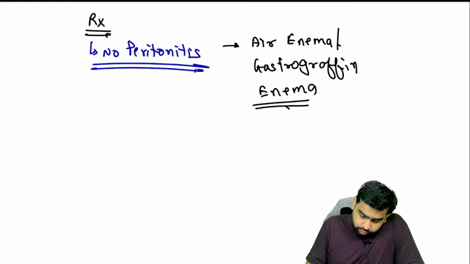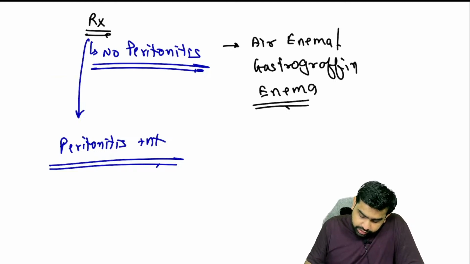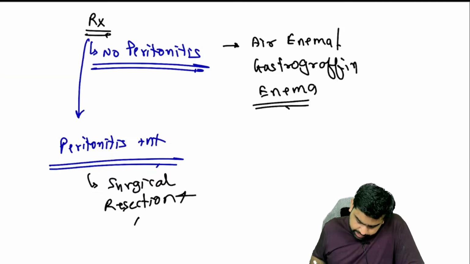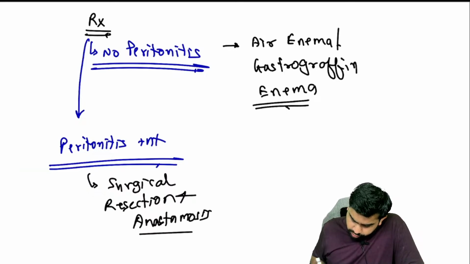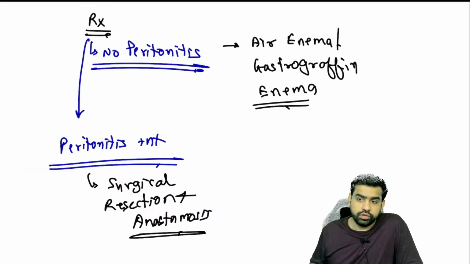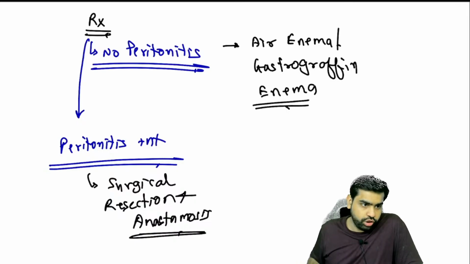But if the features of peritonitis are present, then you have to perform a surgical resection and anastomosis. I hope you understand my point. You have to perform a surgical resection and anastomosis if the features of peritonitis are present. I hope you are able to understand and appreciate these particular points, guys.